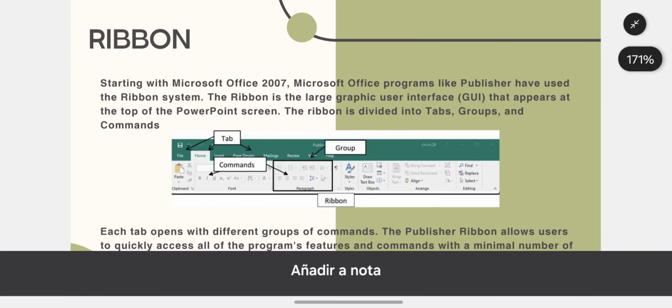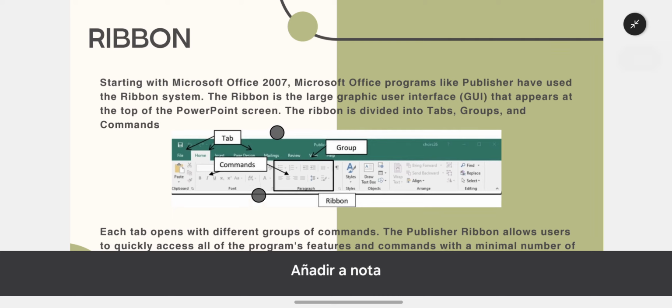Next, the ribbon. Starting with Microsoft Office 2007, Microsoft Office programs like Publisher have used the ribbon system. The ribbon system is the large graphic user interface that appears at the top of the screen. The ribbon is divided into tabs, groups, and commands.